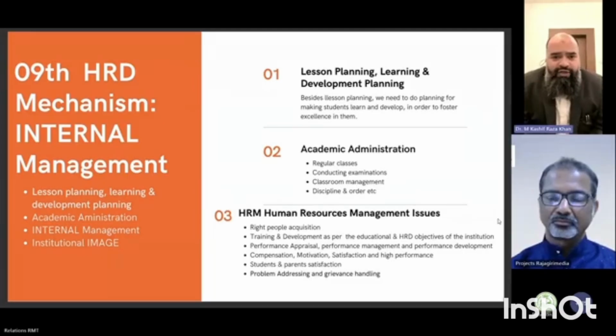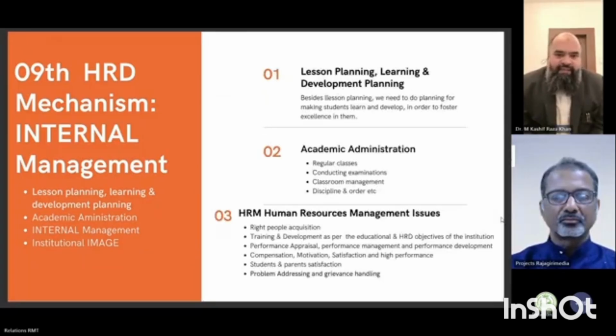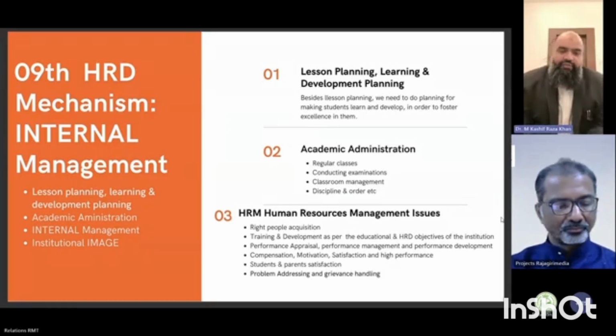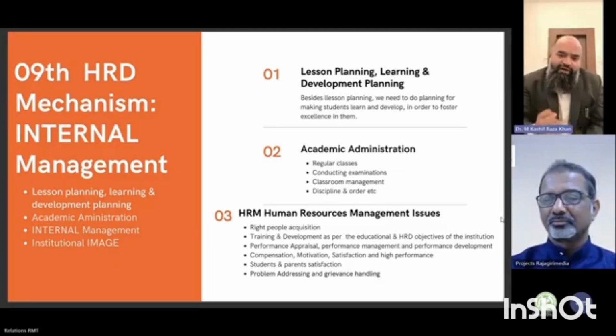The second point from HRM is, please check the next slide if it is mentioned there also. No, please go back to that slide. Yes, the second point is training and development of our teachers. They do not need development in the subject because they are already developed and competent in the subject. But maybe we need to share with them our educational objective, our HRD objectives, and other necessary information, so that they also become the commander of the objective.